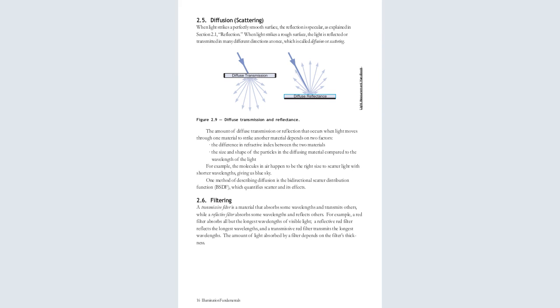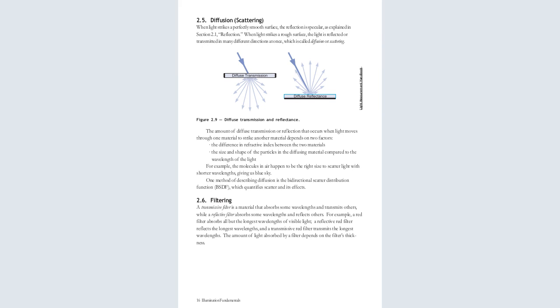So for diffusion and reflection, the amount of diffuse transmission or reflection that occurs when light moves through one material to strike another material depends on two factors: the difference in refractive index between the two materials, and the size and the shape of the particles in the diffusing material compared to the wavelength.